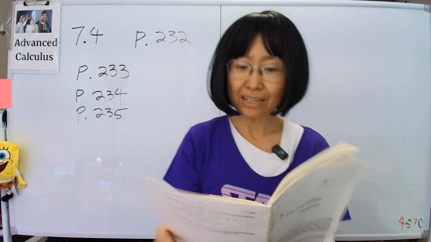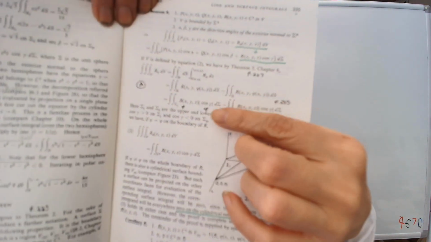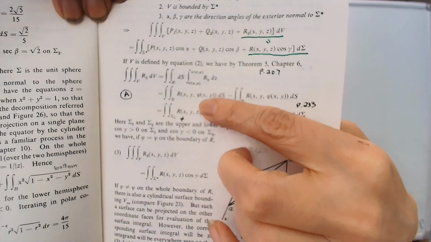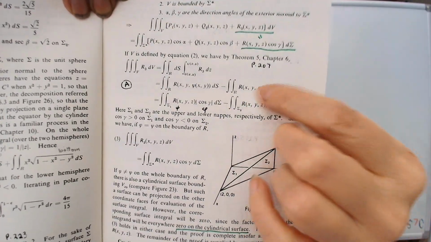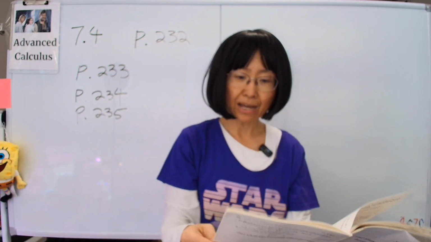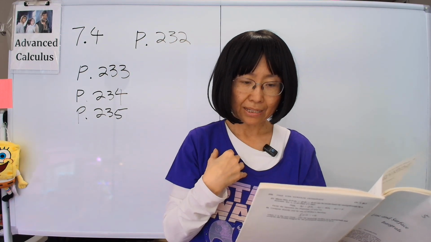Okay, so then we have that, and that by definition of the double integral means the top minus the bottom. So far so good, and then the next step we have phi and psi, and let's see.